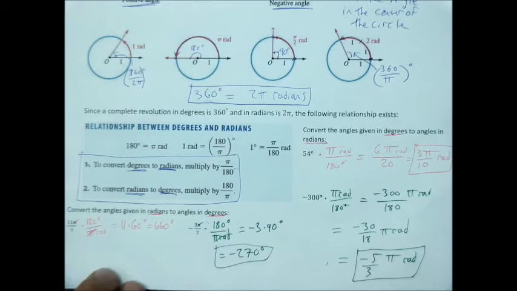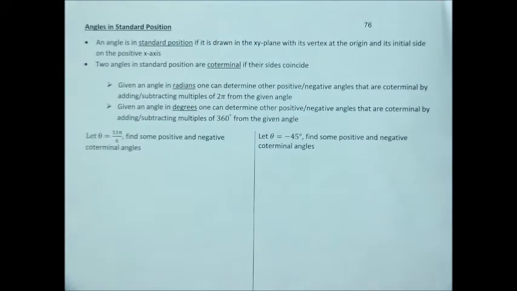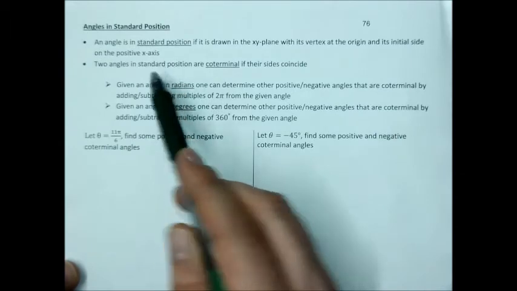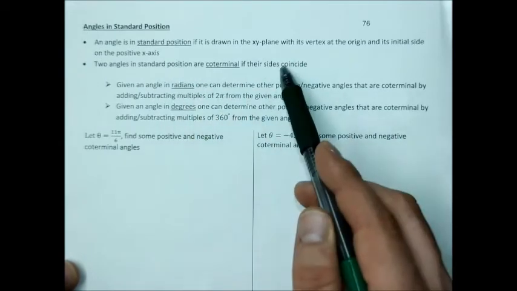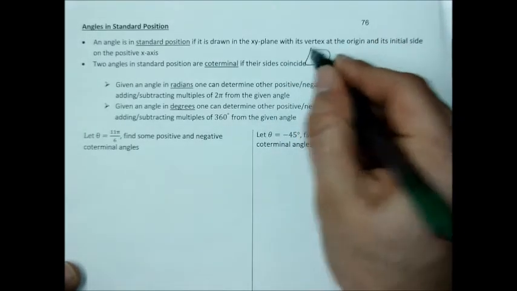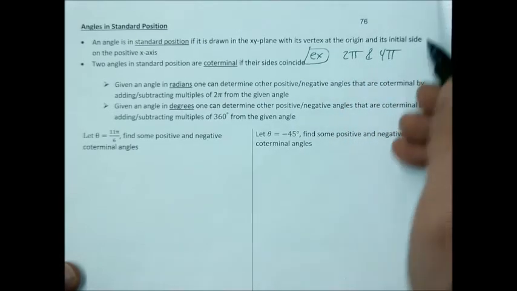The last thing we'll look at today is the second page, which is learning the word coterminal and how we find coterminal sides. We say that two angles in standard position are coterminal if their sides coincide. In other words, for example, 2 pi and 4 pi are coterminal.